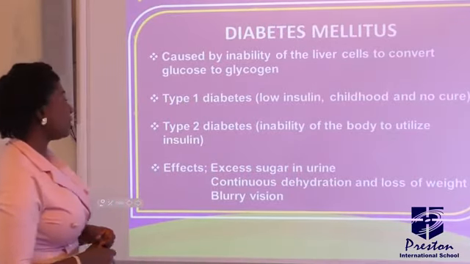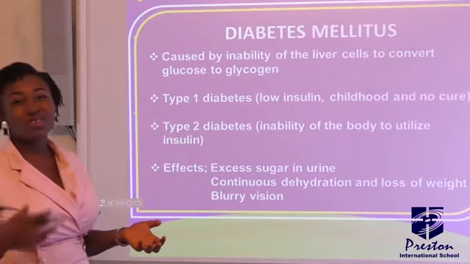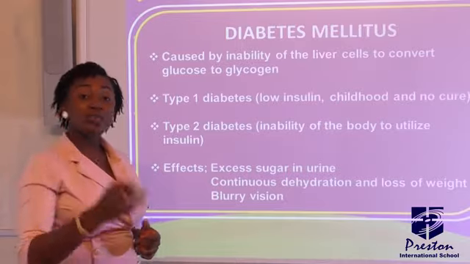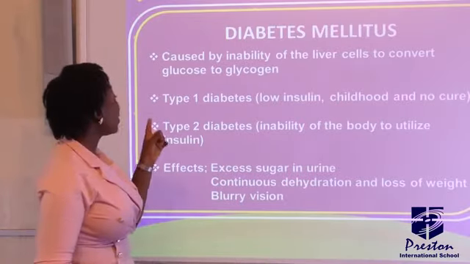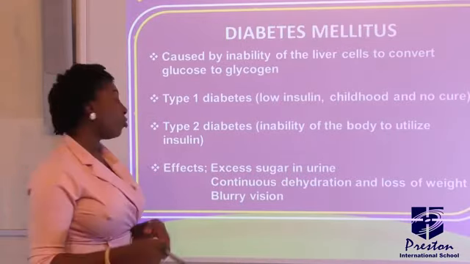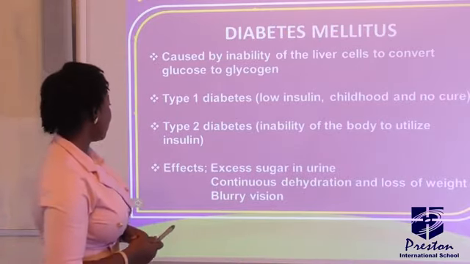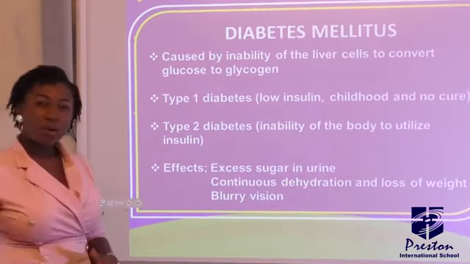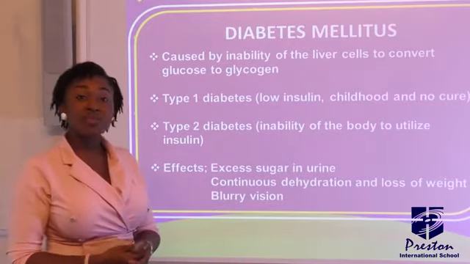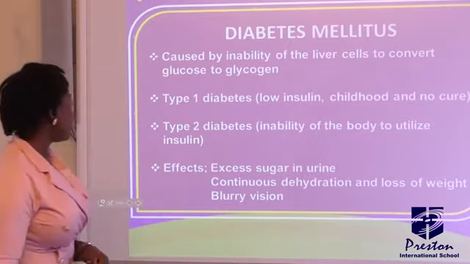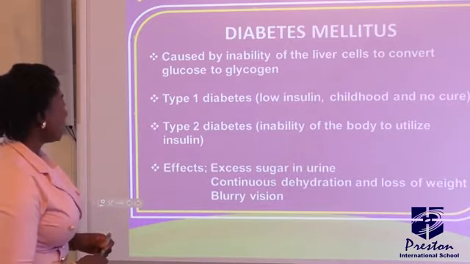Then type 2 diabetes, this is the inability of the body to utilize the insulin produced by it. If the body cannot utilize it to convert excess glucose to glycogen, then the person ends up with type 2 diabetes. And it's also common amongst adults, but nowadays we notice that even children and adolescents also undergo type 2 diabetes. Now, what are the effects of diabetes?